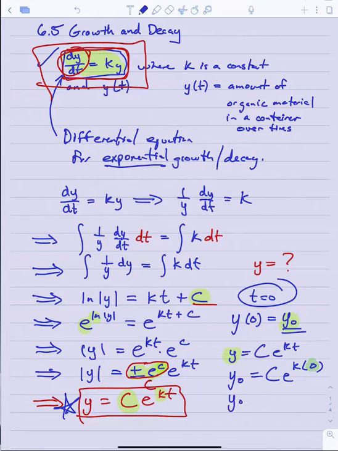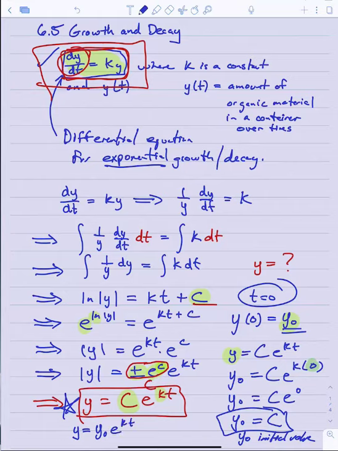But what does that give us? y sub 0 equals c e to the 0. And I know e to the 0 is 1. That means that unknown c is just y sub 0. Okay, what would I call that y sub 0 from other places we've seen that kind of notation before? I would call it the initial value, or the initial amount. So that means our final solution for this differential equation is y equals y sub 0 e to the kt. And that is our working formula.